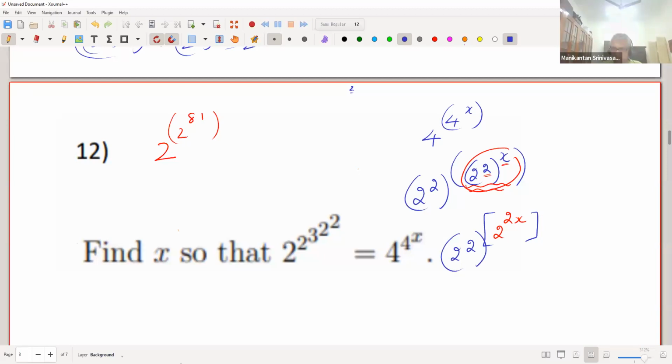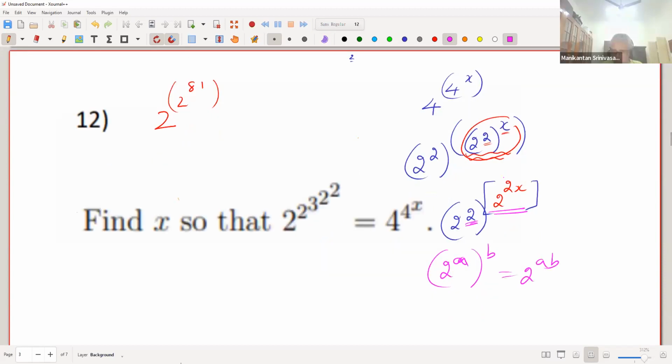Now by the same logic, this number looks like 2 power a, whole power b, which is 2 power ab. So my a is the number 2 and my b is the number in the square brackets, which is 2 power 2x. So this number here is 2 power the product of 2 and 2 power 2x. Now this number should match 2 power 81, which means that power must match this power, which is 2 into 2 power x.